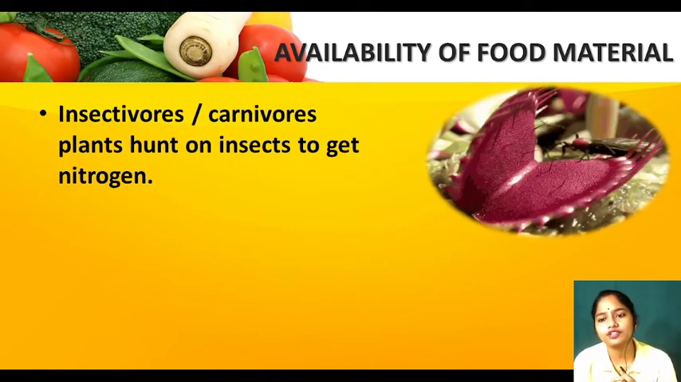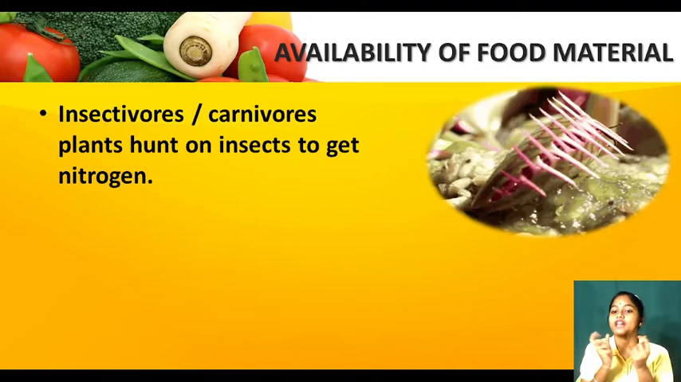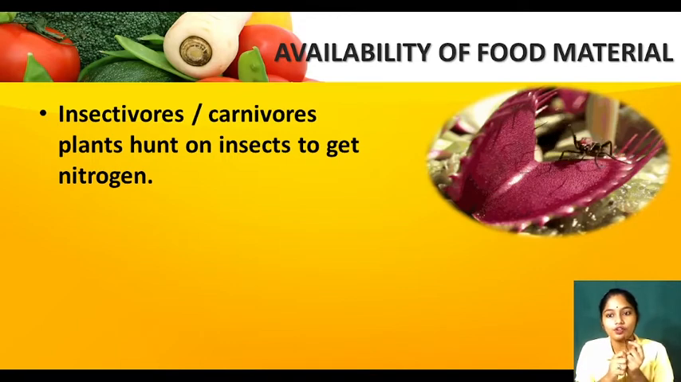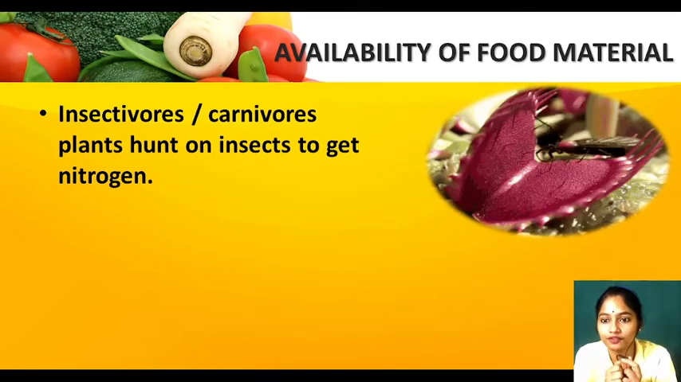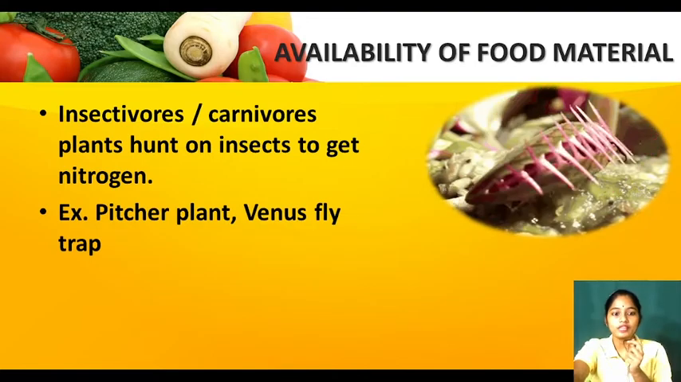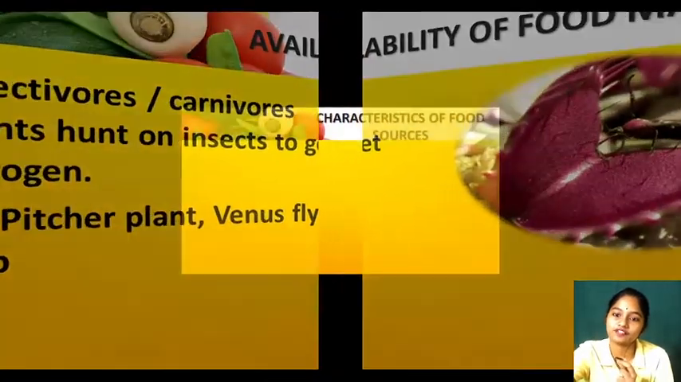Where will they get the nitrogen? From the insect. They will digest the insect's body and get the nitrogen for the availability of food material. Clear? Look how dangerous it is. It is just flapping its wings, capturing the fly, and it will digest it. Examples are the pitcher plant and the Venus flytrap.